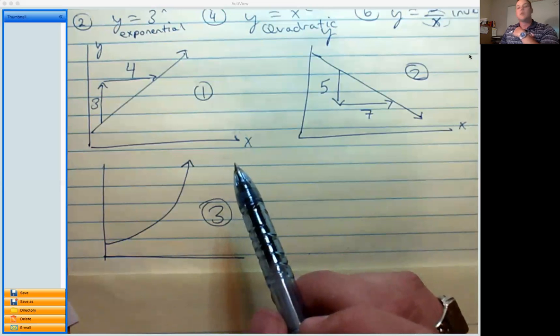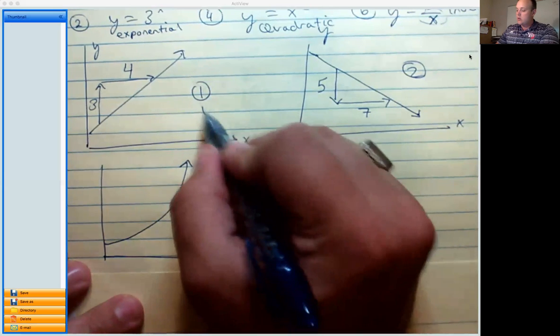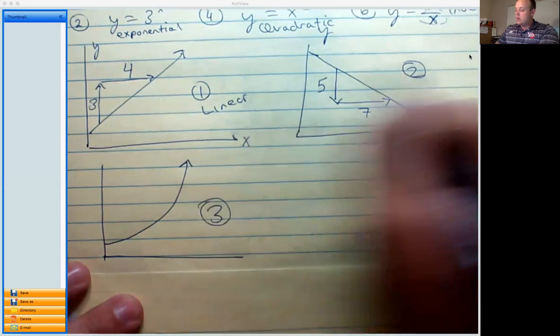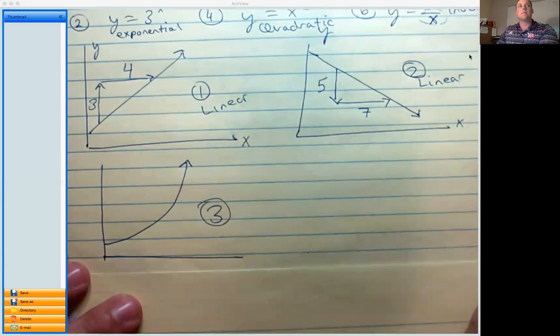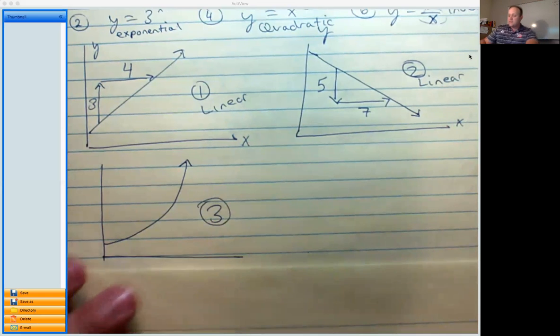Number 1 and number 2 are linear. Now how do you tell the slope between these? 5 and 7, and 3 and 4 should skew you off.